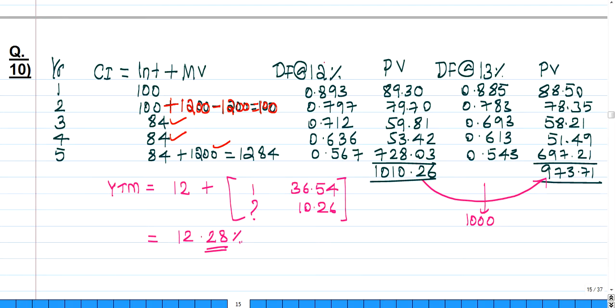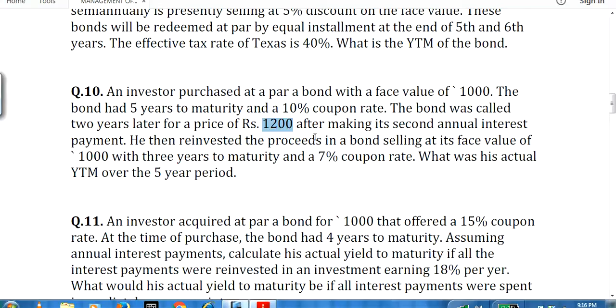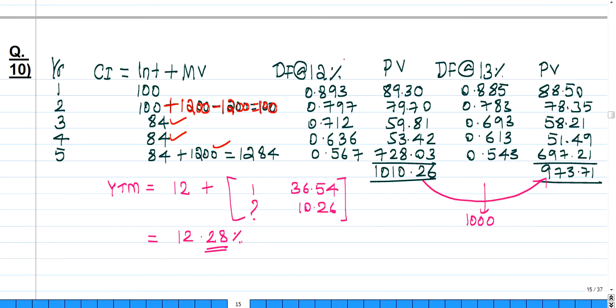Now we will see 12% discounting factor. We are calculating the YTM. So at 12%, first year 0.893, second year 0.797, 0.712, 0.636, 0.567. Present value will be discounting factor at 12% into cash inflow. You will get 1010, but we have to stop at 1000. So we have to increase 12%. So we will increase to 13%.